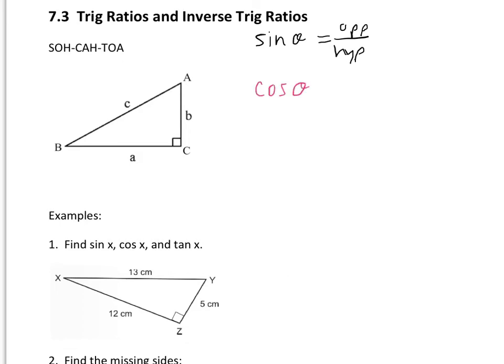Cosine of theta, or whatever angle you put in there, is equal to adjacent over hypotenuse, and tangent of theta, again whatever angle you're looking from, is equal to opposite over adjacent. Now in a right triangle, the longest side we decided was the hypotenuse.